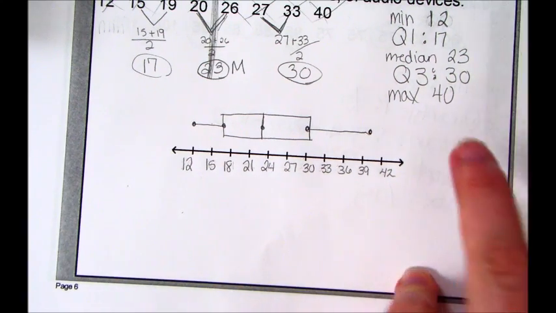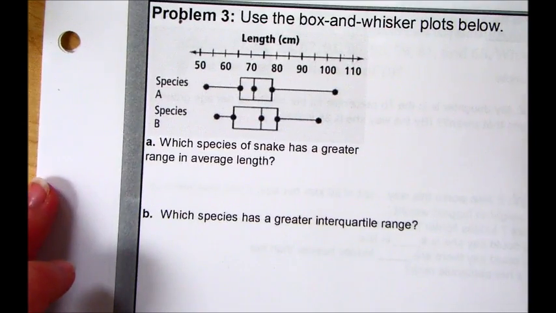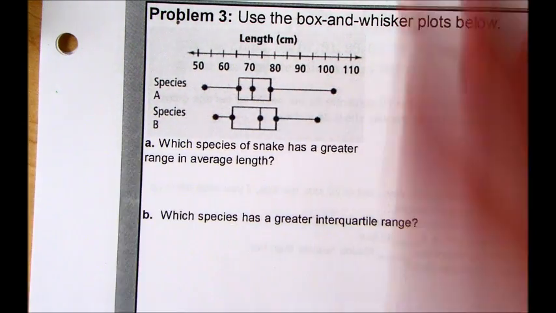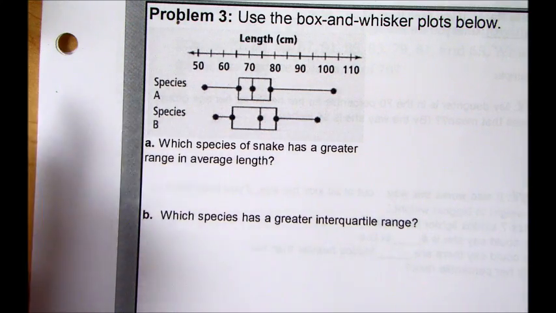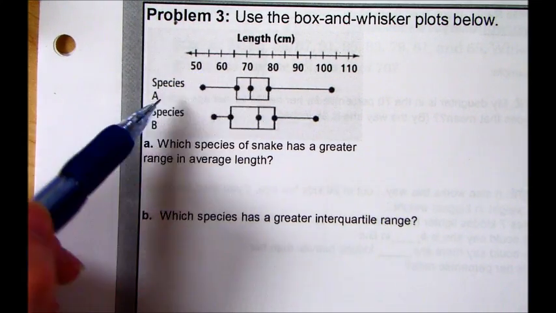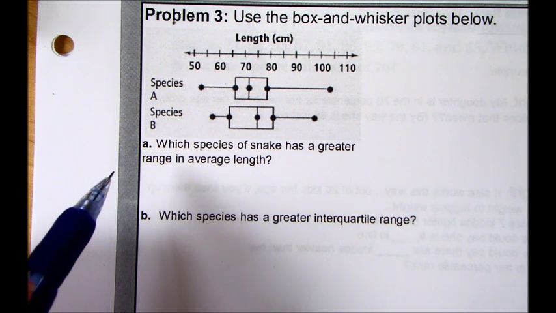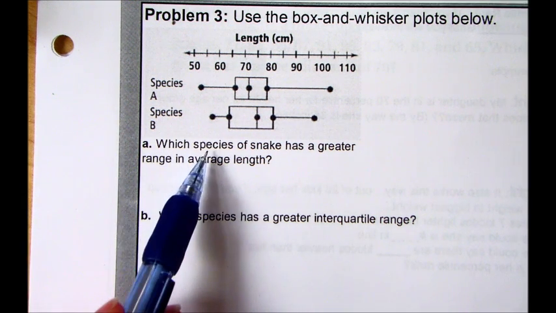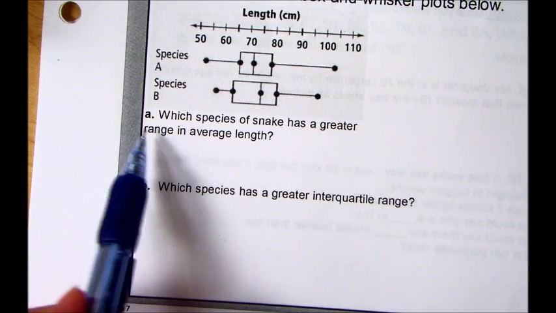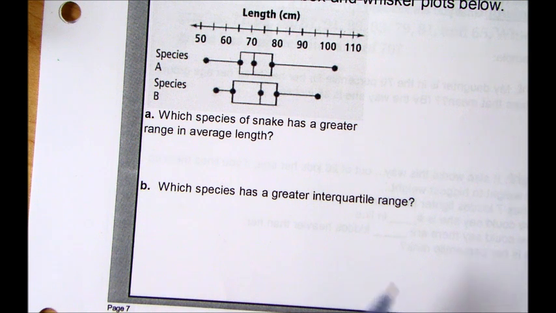All right, let's keep going. Now we're going to examine a box and whisker and ask questions about it. So let's see, we have species A and species B. We're talking about how long a certain species is in centimeters. Which species, oh, it's a snake, has a greater range in average length?